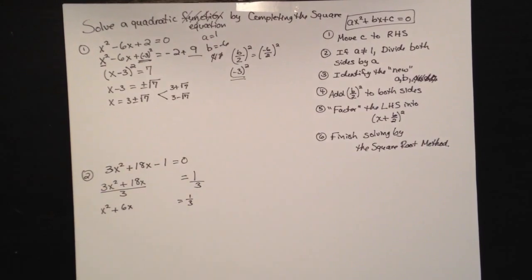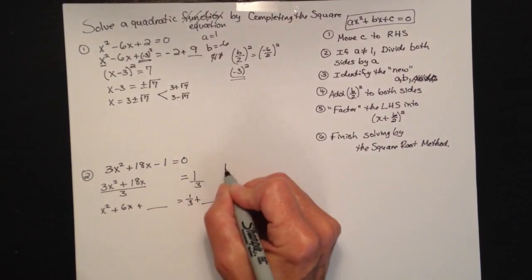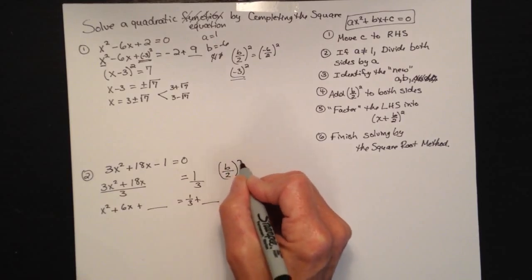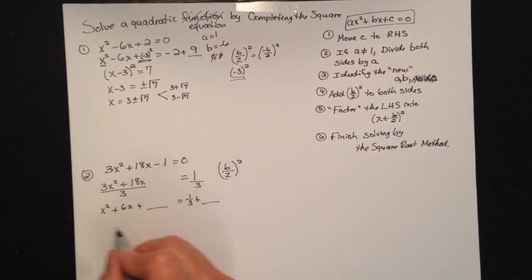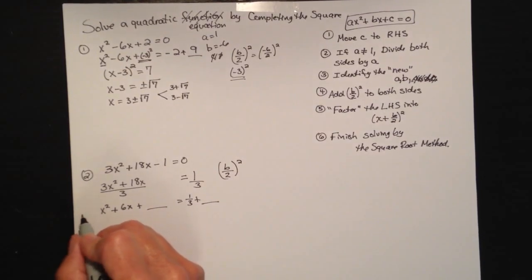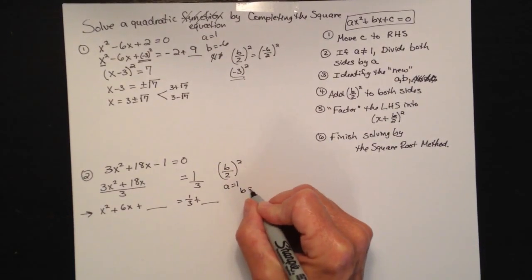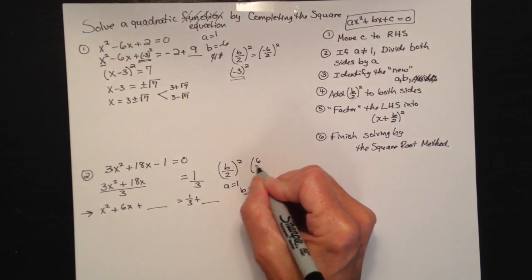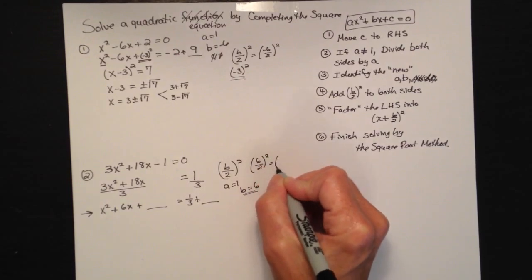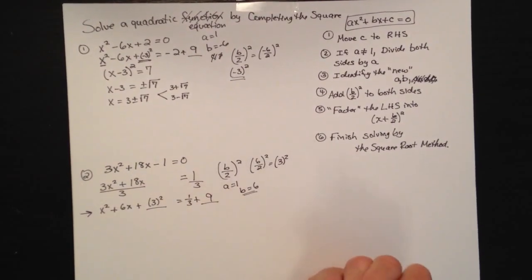Now we are ready for the fourth step, which says to add something to both sides. What we're going to add is b over 2 quantity squared. We need to identify the new a and b. This equation right here is where we start calling off our a and b. A is equal to 1. B is now equal to 6. So we use this b value to find b over 2 squared. So 6 over 2 squared is going to equal 3 squared. On the left hand side, I'm going to write it like 3 squared. On the right hand side, I'm going to go ahead and put 9.